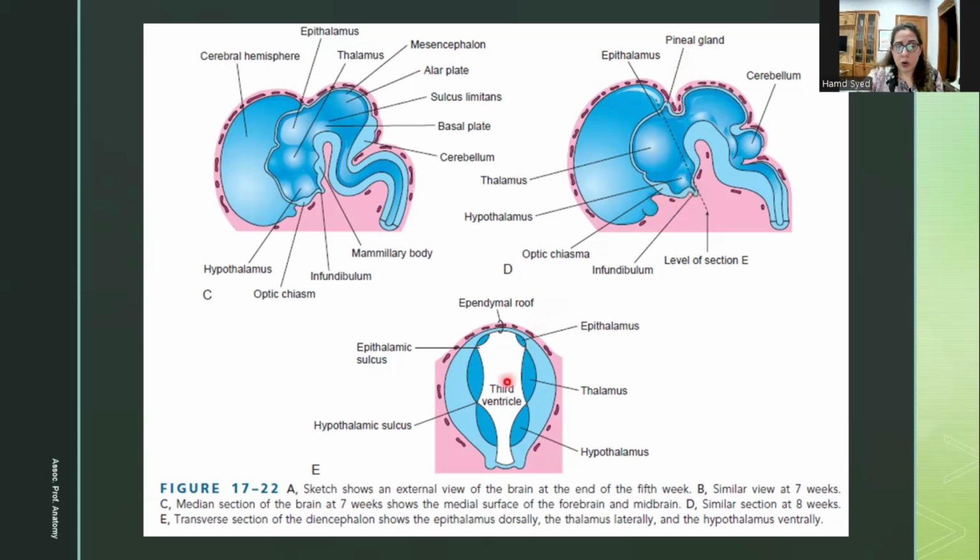Now, E is the transverse section of the diencephalon. And here you can see in the wall of the third ventricle, you've got thalamus above and hypothalamus below. And on either side, you can see these parts of the brain are those parts which, keep in mind, have developed from the diencephalon.